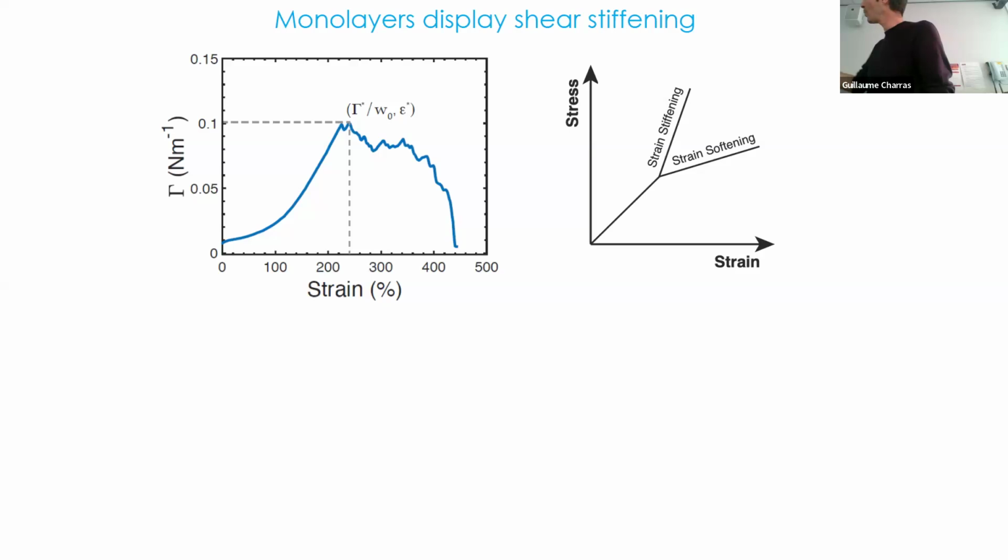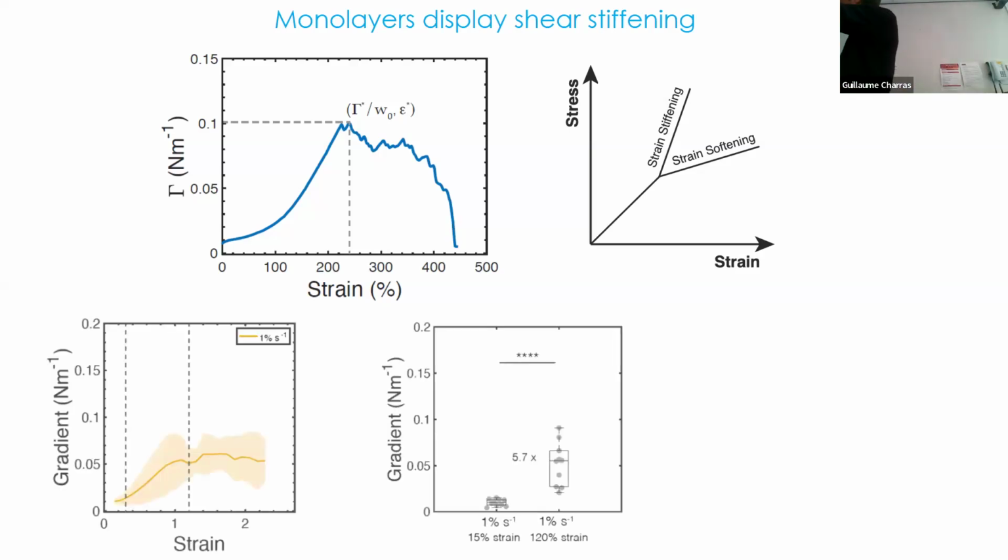One way in which I can quantify that is to take the gradient of this curve, and that gives you something that's known as the tangent modulus, which is dimensionally the same thing as the stiffness. And what you can see is that you go from a low stiffness regime at low strain and transition to a high stiffness regime at high strain. That difference in stiffness is very significant. It's on the order of a 6-fold difference between the 10-20% strain and the 100% strain.